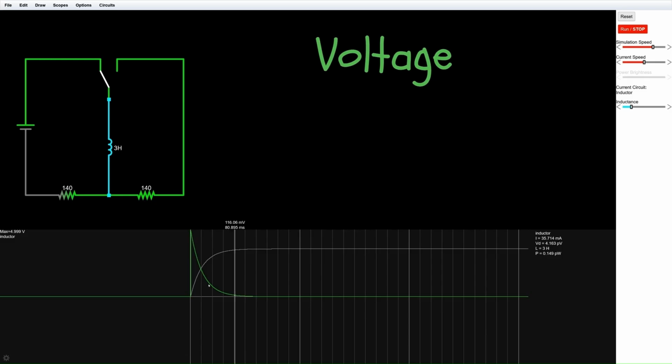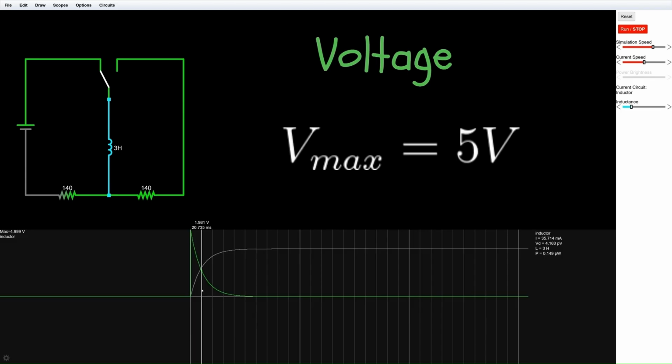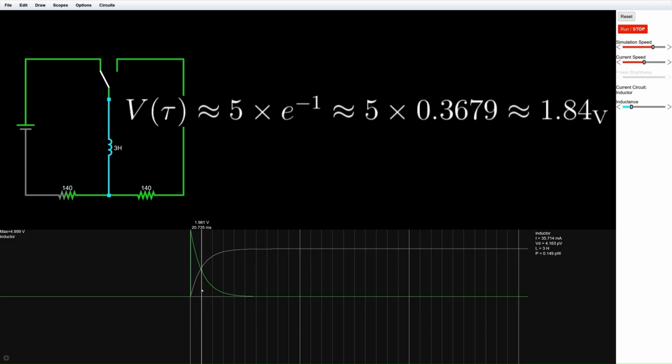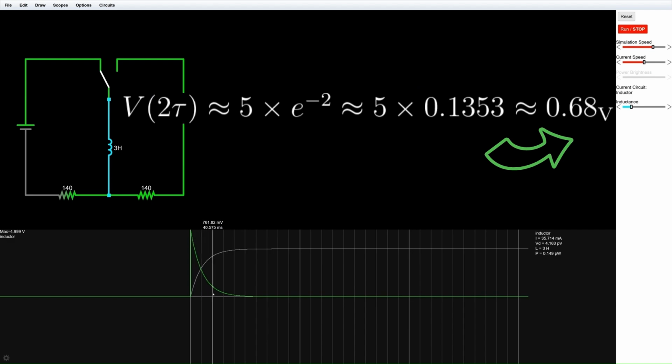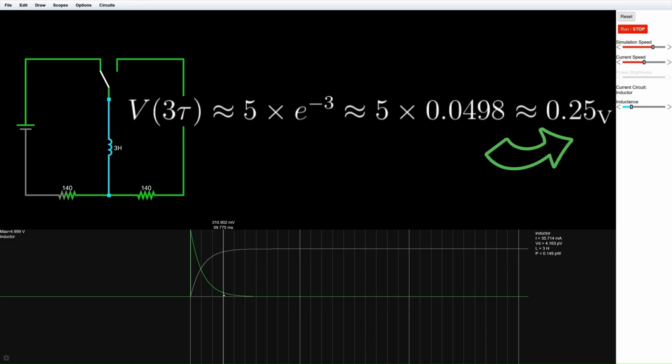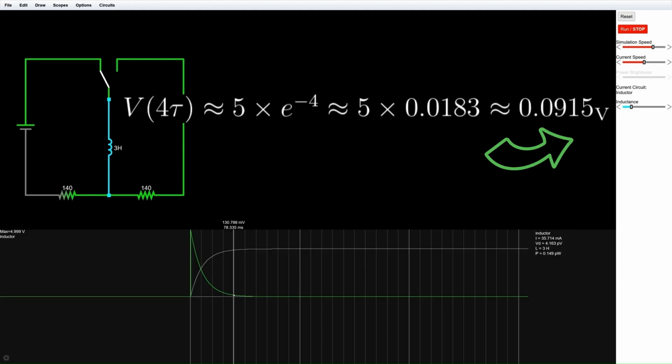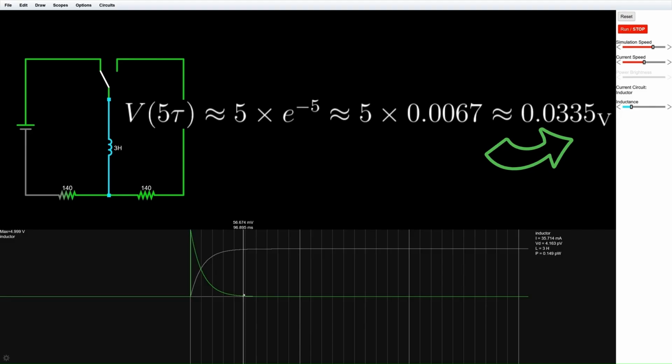Step-by-step inductor voltage calculations. Initial voltage is 5 volt. At 1 tau voltage is 1.84 volt. At 2 tau voltage is 0.68 volt. At 3 tau voltage is 0.25 volt. At 4 tau voltage is 0.0915 volt. At 5 tau voltage is 0.0335 volt.